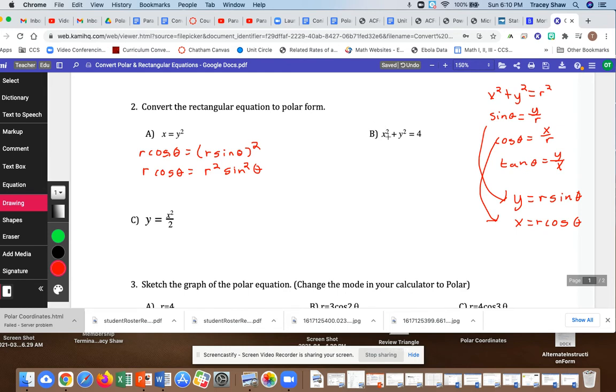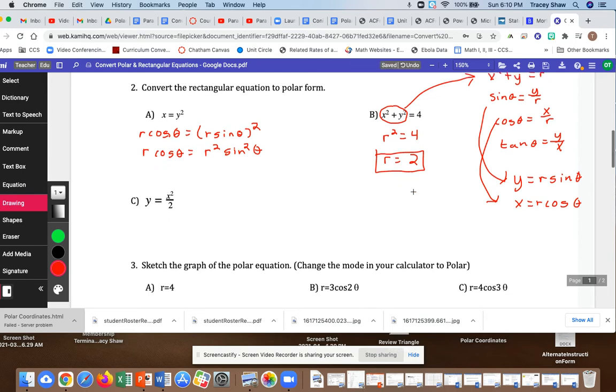B, if we take a look at B, x squared plus y squared. I know that x squared plus y squared can be replaced with r squared. R squared would be 4. If you square root both sides, r is equal to 2. And that would be it because I got rid of the x and the y. I'm going to let you try C on your own.